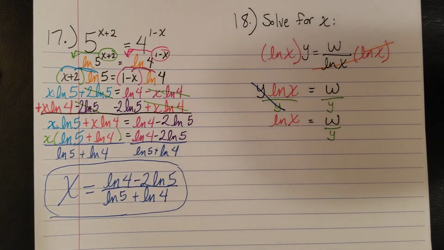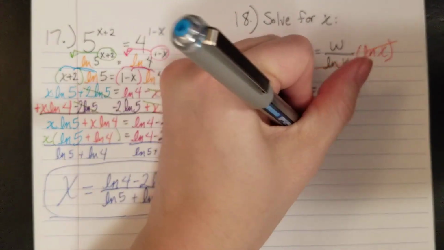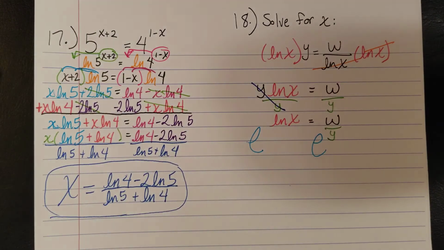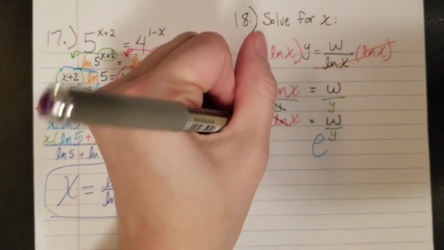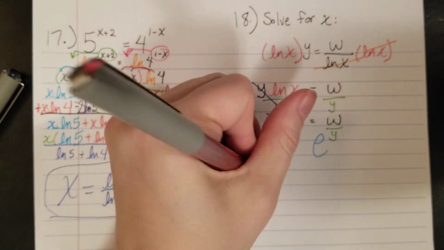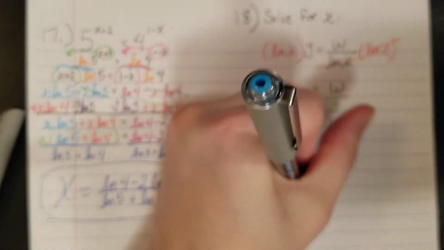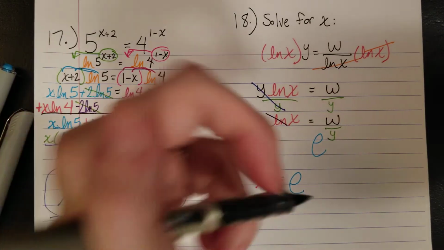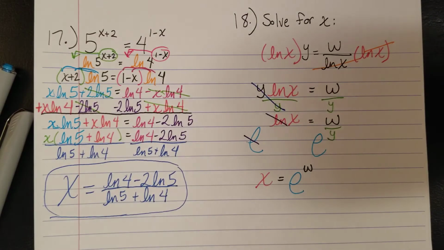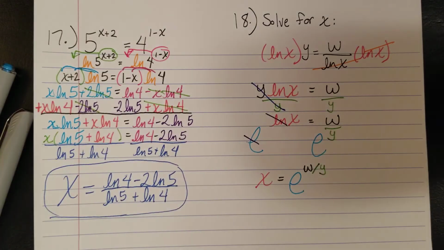All right, and now to get rid of the natural log, I would use a base e, and that would allow me to cancel out this and that. So that would give me x equals e to the power of w over y. And there we have it.